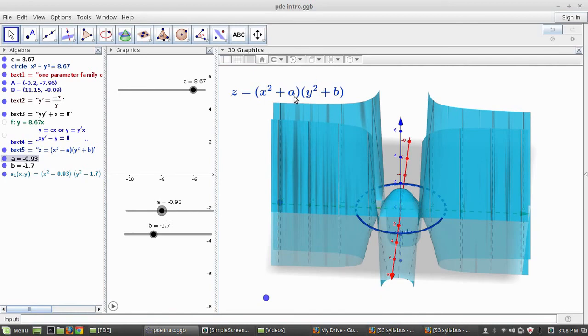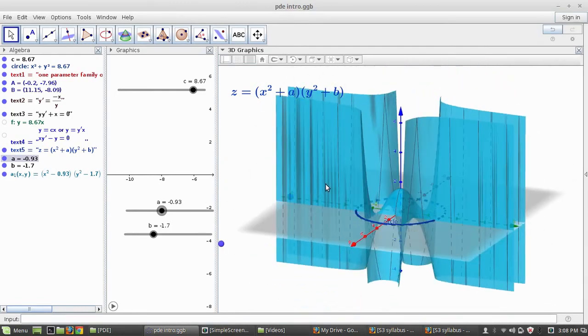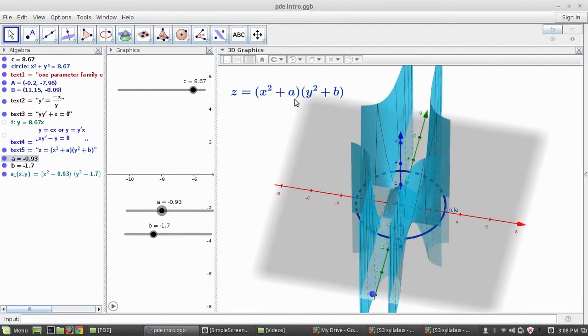Now by eliminating these two arbitrary constants a and b from this relation, we can find the corresponding partial differential equation. In the next class we will study how to find the partial differential equation of this three-dimensional surface by eliminating the arbitrary constants a and b.